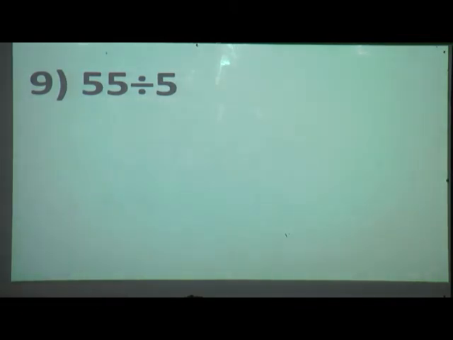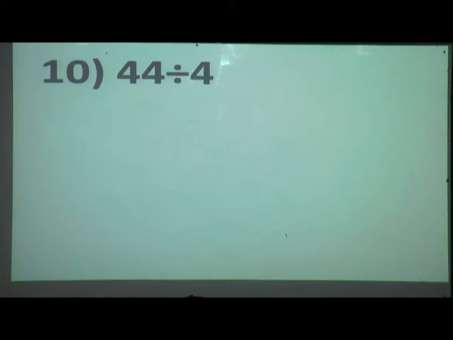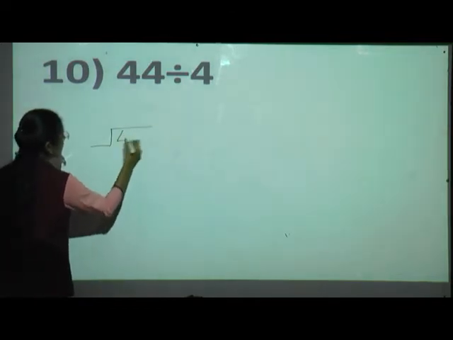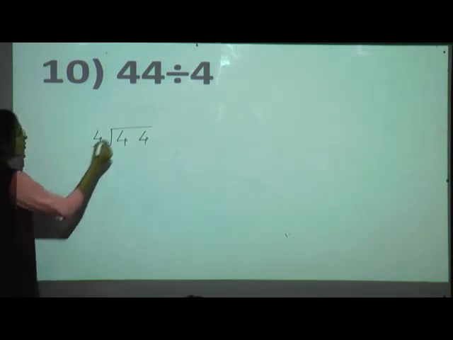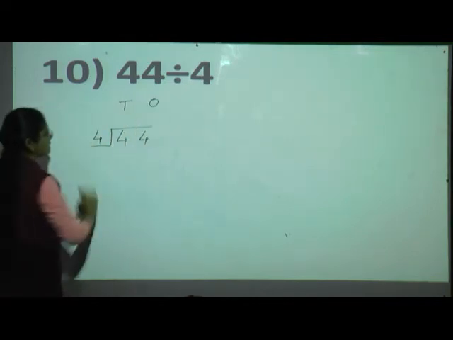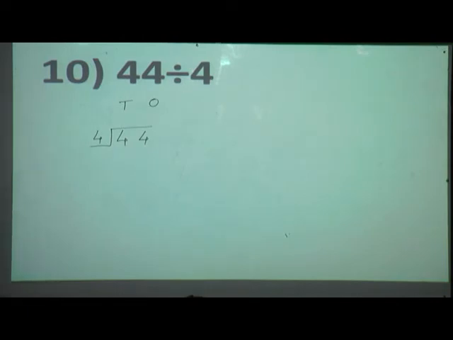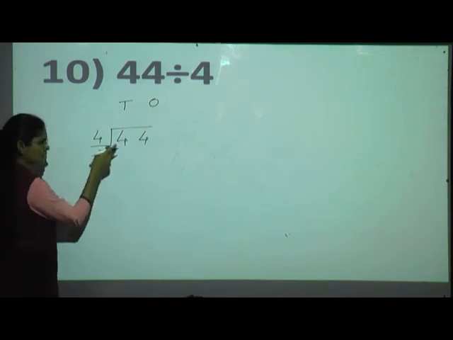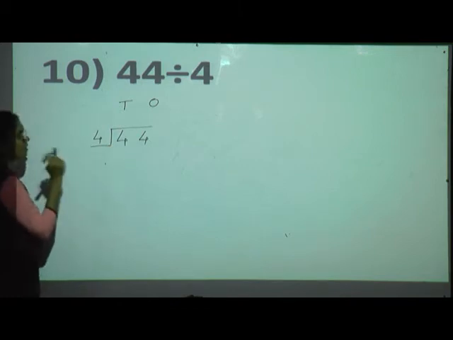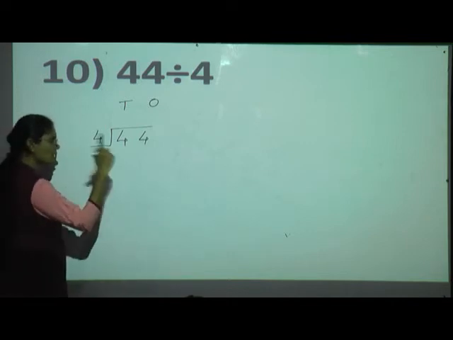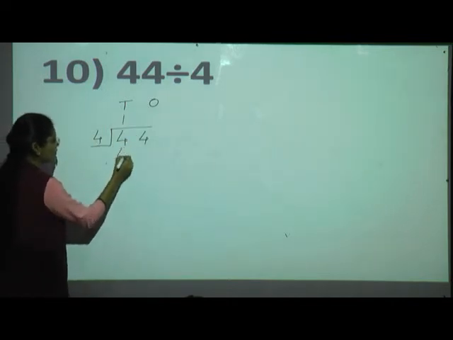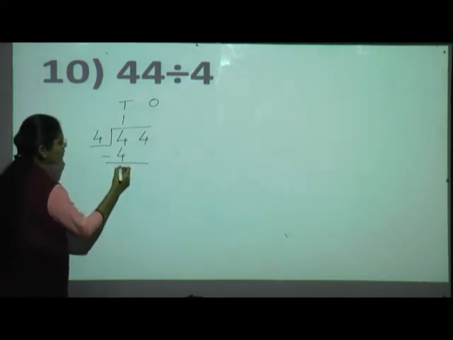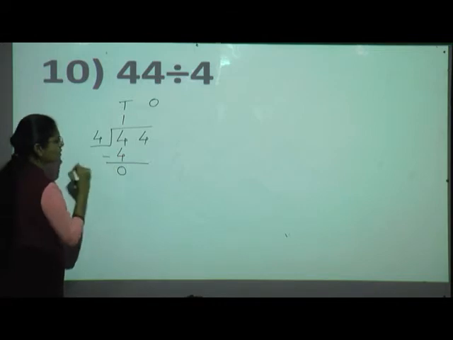Next, that is the 10th one, 44 divided by 4. Very easy. Again it is 44 divided by 4. So write here tens and ones as it is a 2-digit number. Then we should start from the left side, means from the tens place. At tens place which number you can see here? 4 is there. Now in 4, how many 4s are there? Only 1. So 4 ones are 4. Then below 4 only we have to write 4. And after that we have to do the subtraction, that is 4 minus 4, 0.